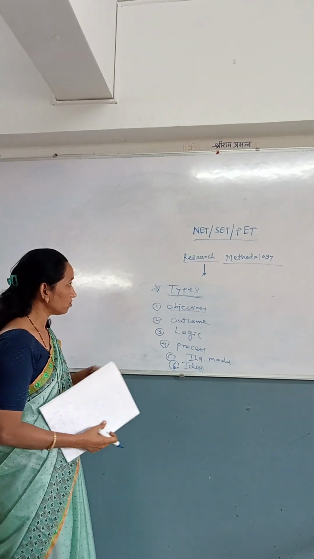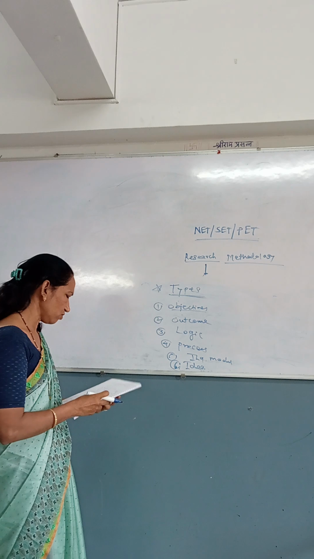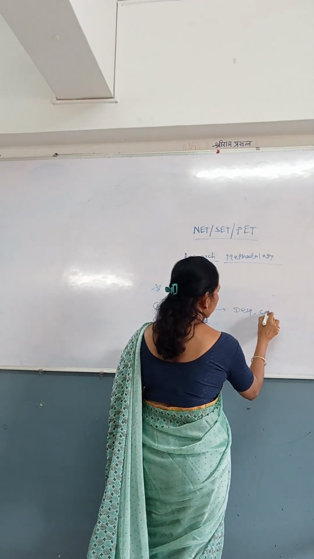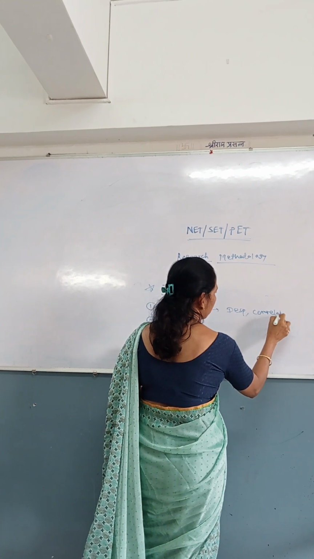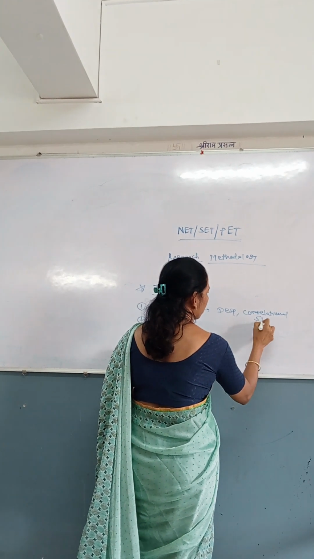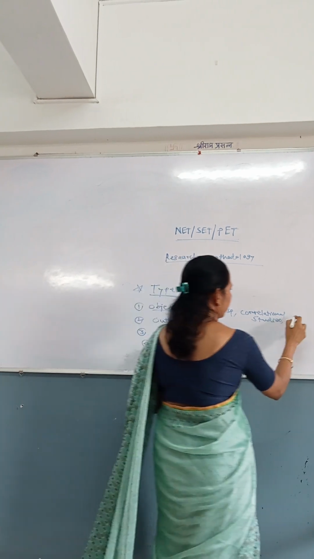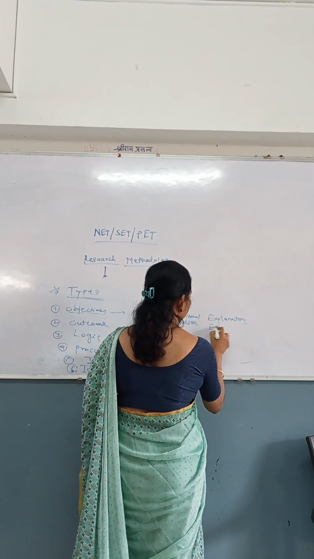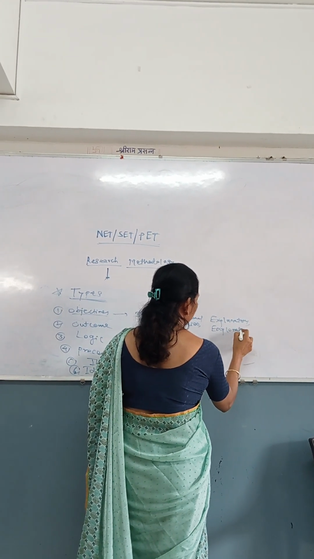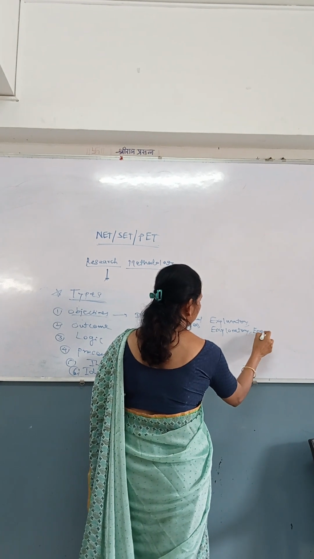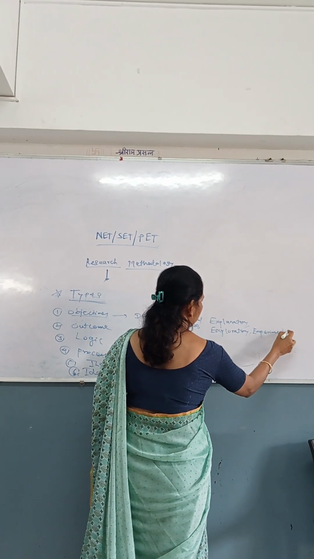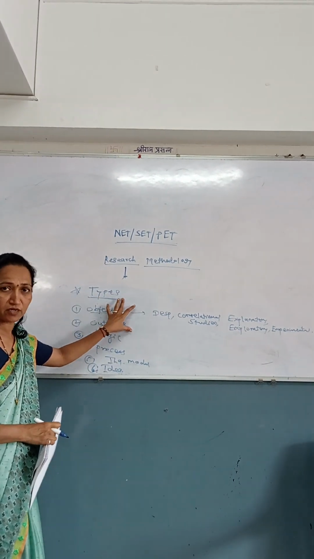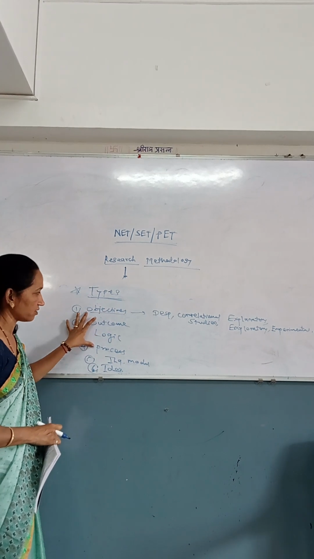So objectives include the descriptive, correlational studies, then explanatory, then exploratory, and experimental. These are included under the objectives. All these are types of research, and these are included under this objective.